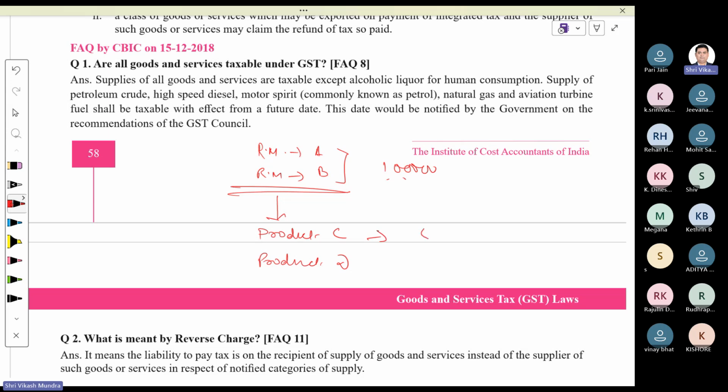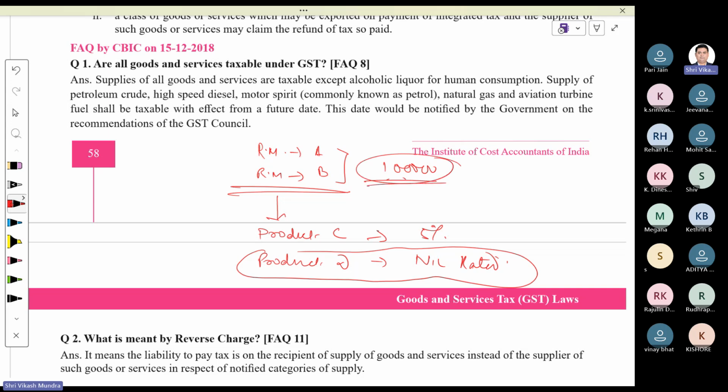Product C is taxable at the rate of 5% and product D is nil rated. In that case, since product D is nil rated, we have a common input of rupees 1 lakh. Out of this common input, we are producing two different products. One is taxable at the rate of 5%, and the other is exempt.